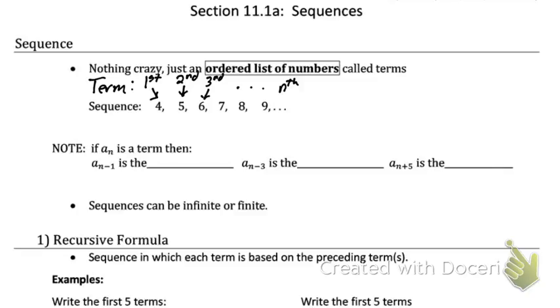So that is one way to talk about it. So now I can say third term, and Liam would say that's 6. If I said the fourth term, then someone would say it's 7, and that way we could talk about it.